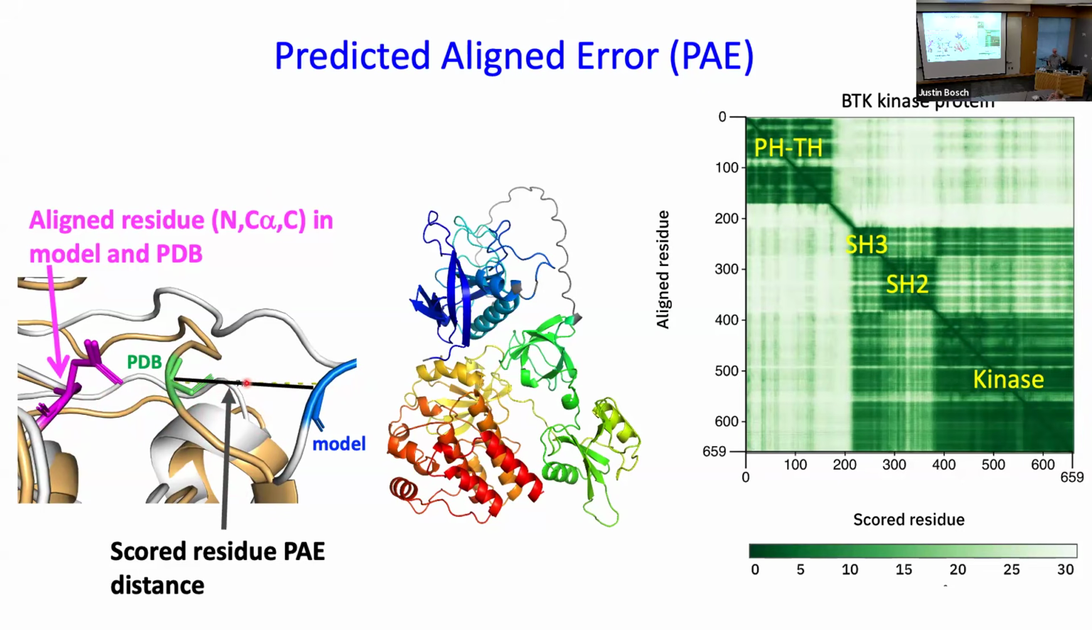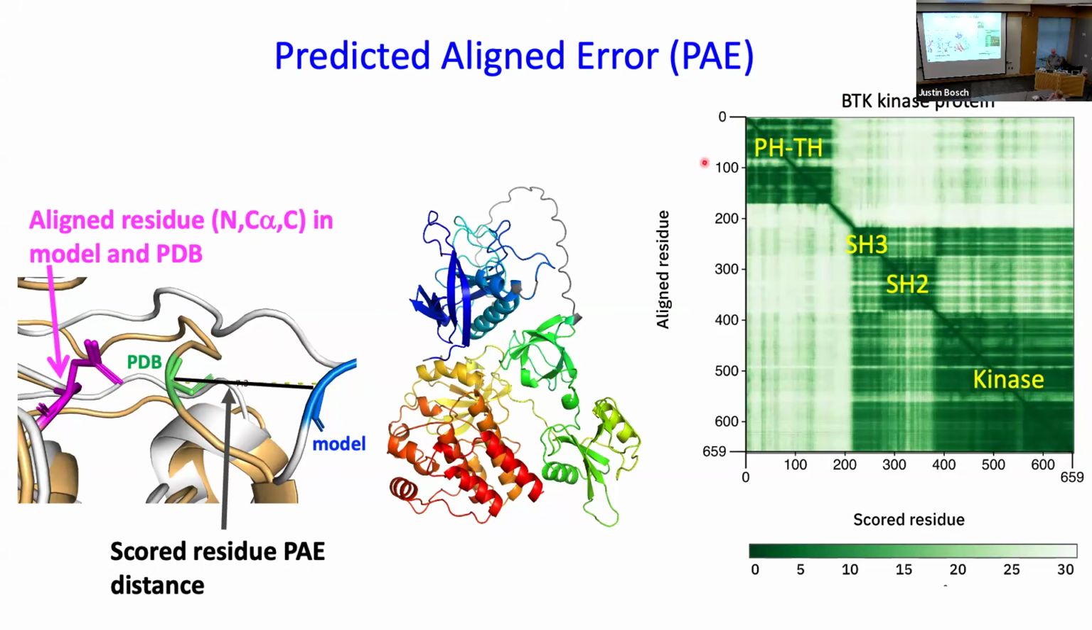We've talked multiple times previously today, I said, align on some part of the structure, score another part. This is aligning on this residue and scoring the position of this part. How far away is it? If I've aligned on that one, how far away is the model residue and the PDB residue of one particular residue? On the right-hand side is what a graph looks like for a protein called BTK, which is a kinase.